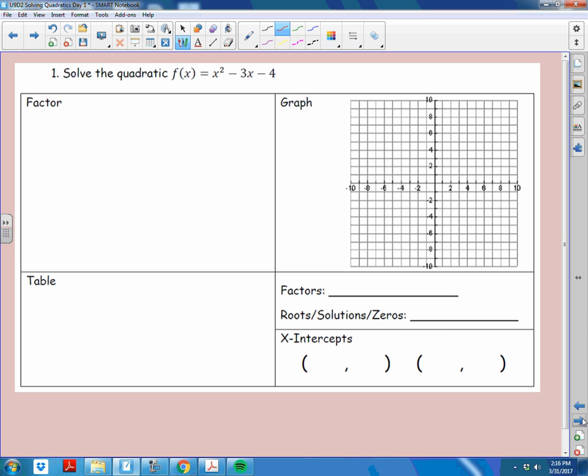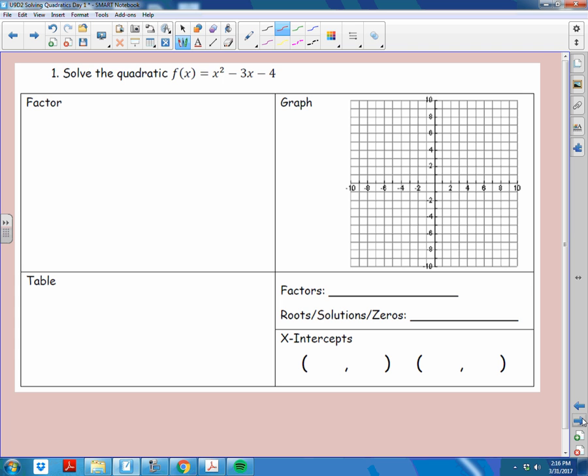Because in order to solve a quadratic, I can say, find the roots. I can say, find the zeros. I can say, solve it. Or I can say, find the x-intercepts. And all of those things mean the exact same thing. They will not change how you find the solutions or the roots or the zeros. It's all the same thing. So you need to understand that. You also need to understand how to find them from a graph, how to find them from a table, and how to find them from an equation.